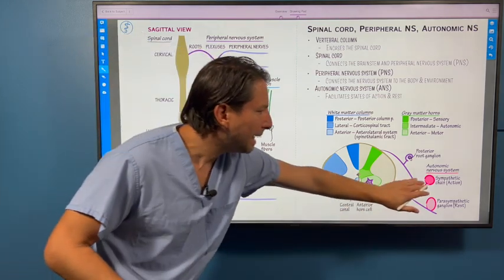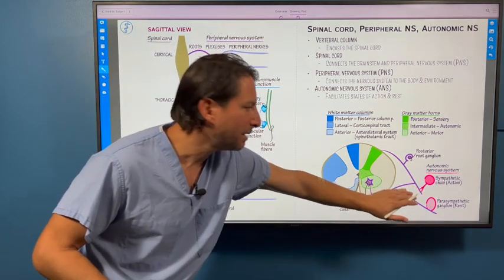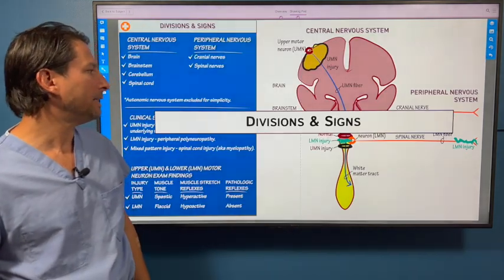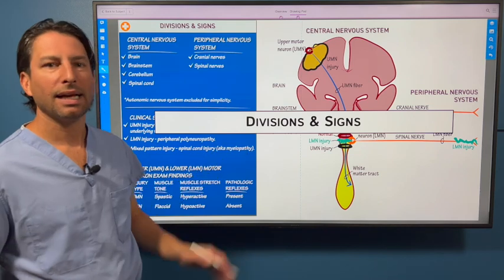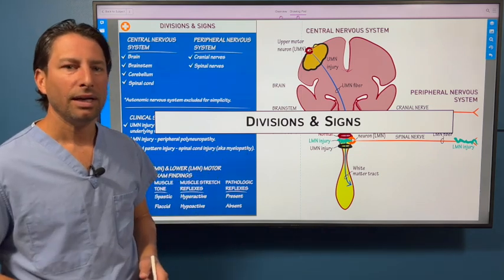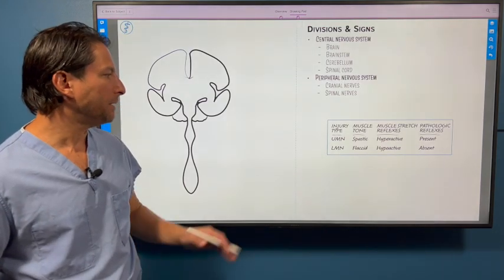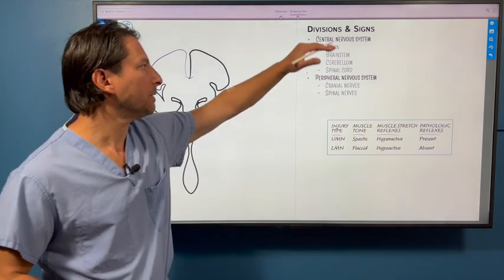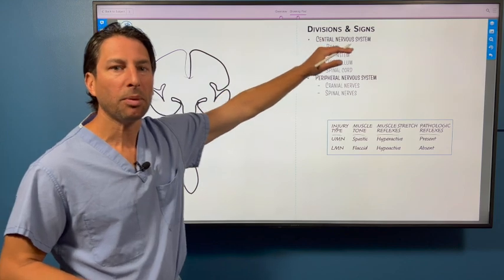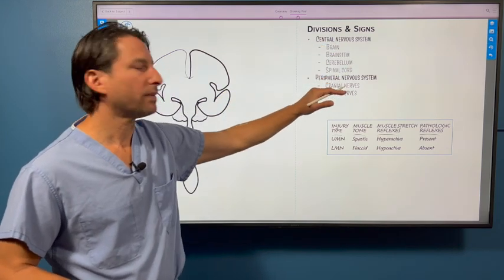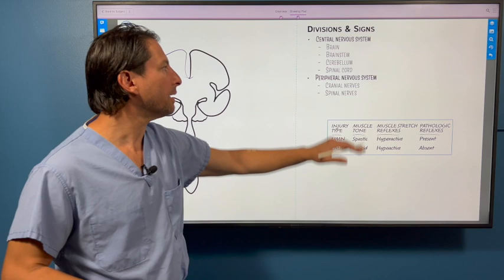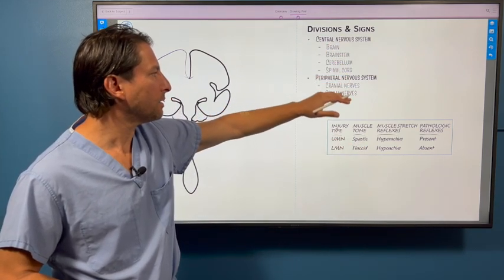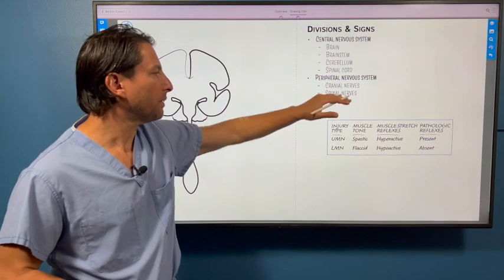Autonomic nervous system, again: sympathetic, states of action; parasympathetic, states of rest, rest and digest. Divisions and signs, this is key for localization in neurology. So we're going to divide the nervous system in this section into a central nervous system, upper motor neuron, peripheral nervous system, lower motor neuron. These are the key structures of the central nervous system. These are the key structures of the peripheral nervous system.